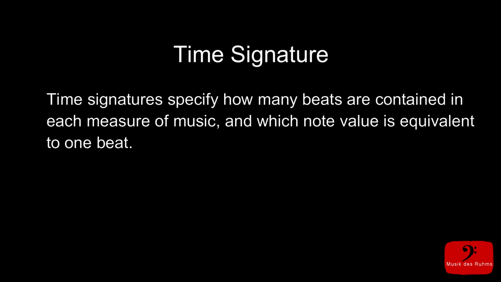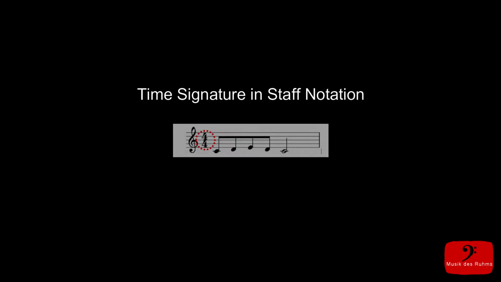Time signatures specify how many beats are contained in each measure of music, and which note value is equivalent to one beat. In staff notation, the time signature is represented by a set of numbers, one on top of the other. See the dotted red circle in the picture.